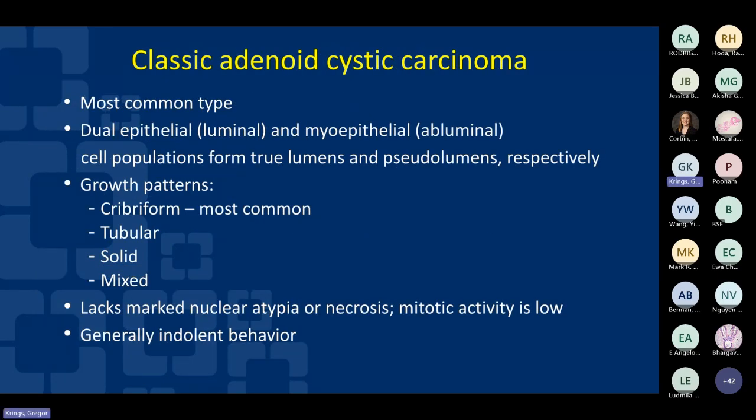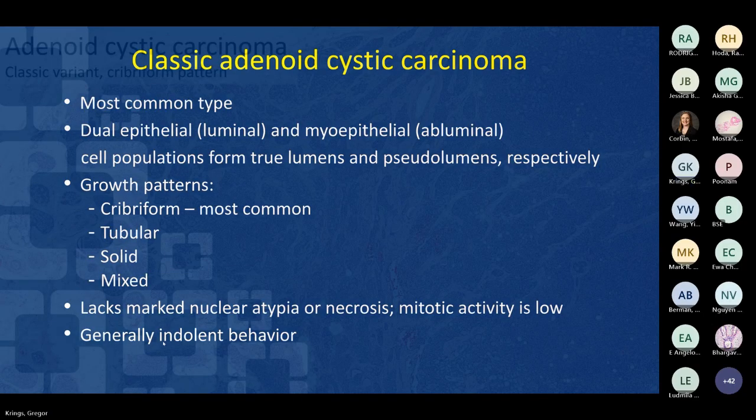Classic adenoid cystic carcinomas have a variety of growth patterns. The most common is cribriform, but they can also show tubular growth, solid growth, and in many cases, a mixed growth pattern. Importantly, these tumors should lack marked nuclear atypia or necrosis, and mitotic activity is usually low. And so when these criteria are met, they generally have indolent clinical behavior.